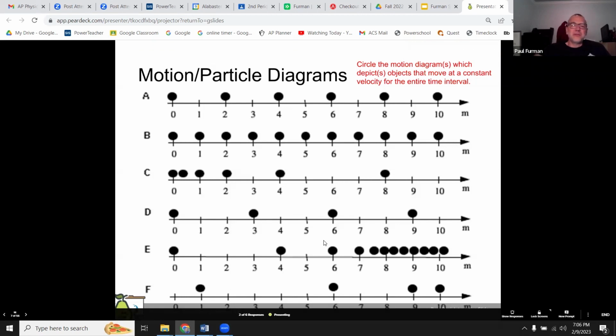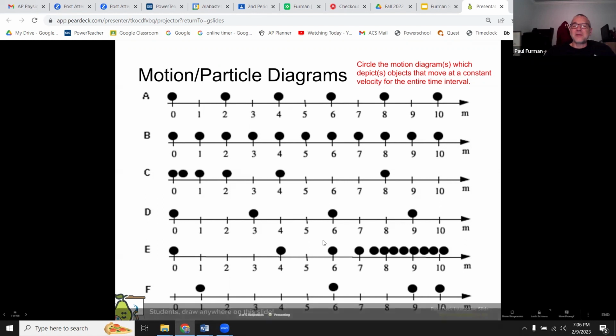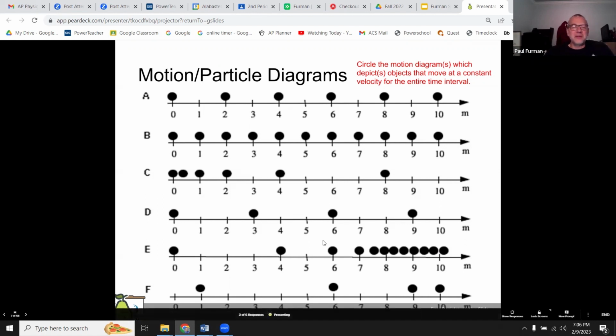Strobe light turns off, the dot moves some distance. Strobe light comes on, you see where it is again. So that's what each of these represents. The question here, and this is your first opportunity to use Pear Deck, is to circle the motion diagrams which depict objects moving at a constant velocity. If it helps, you can think of the strobe light as giving you a point in time every second, where the object is 1 second after the previous.